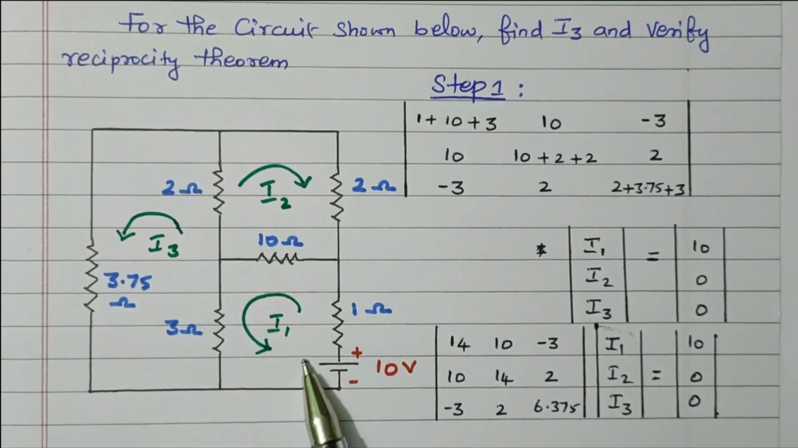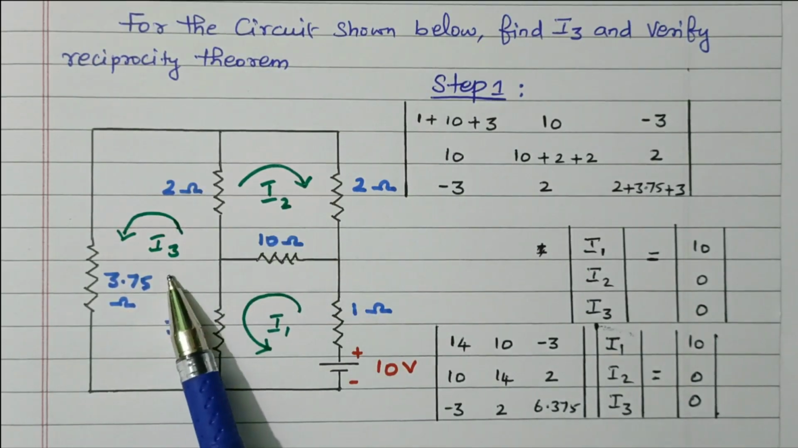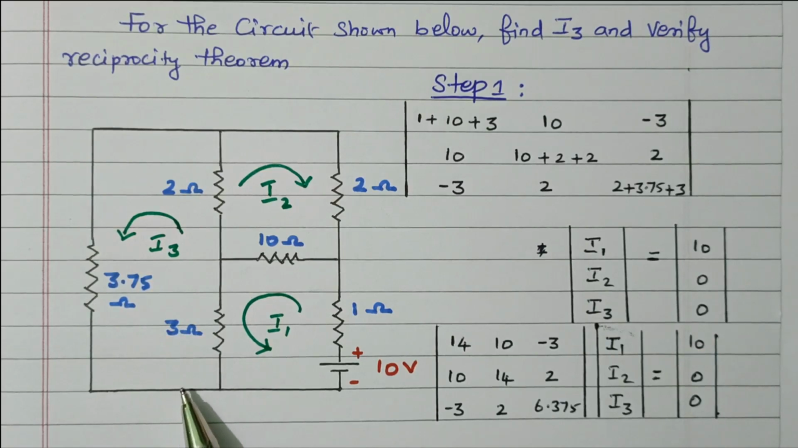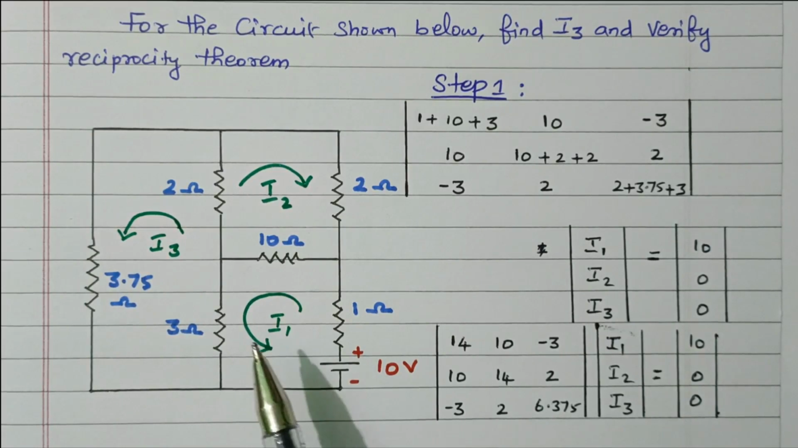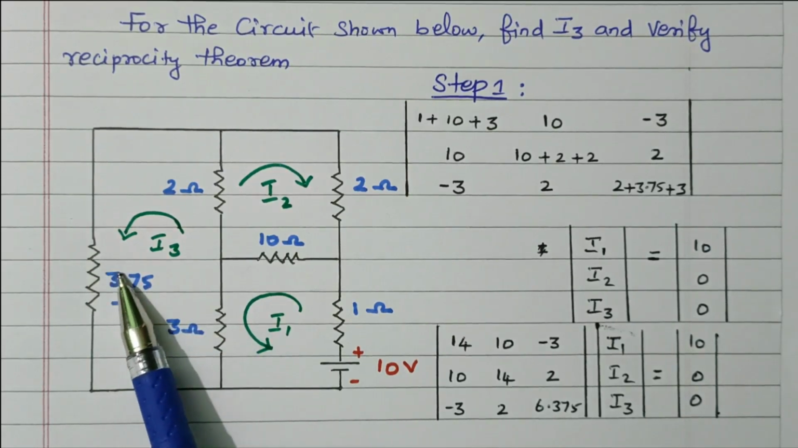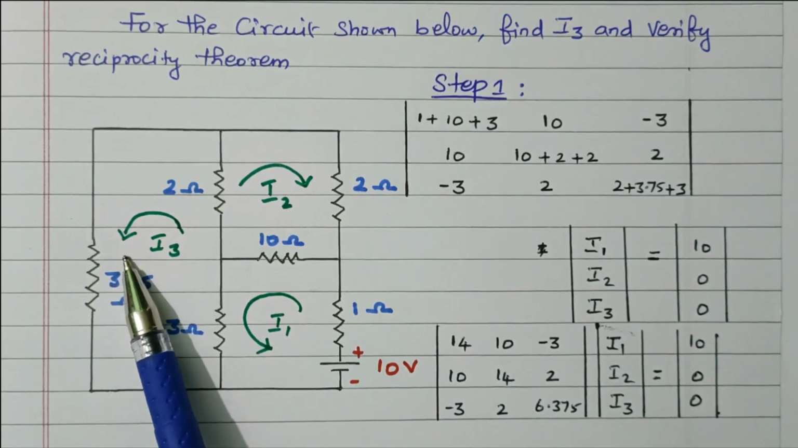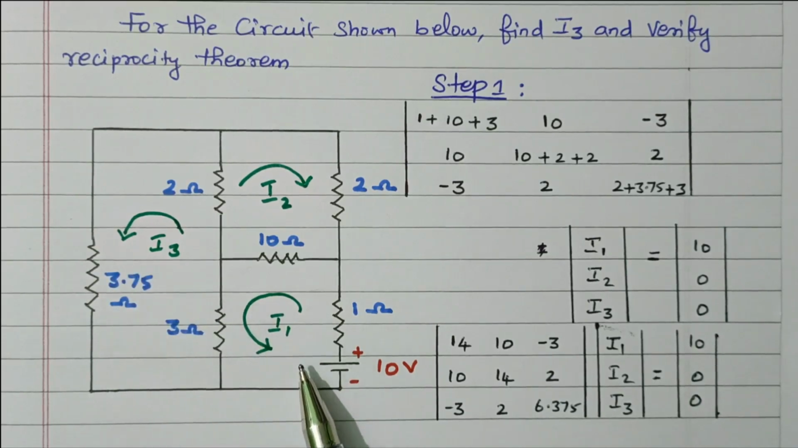So first we need to proceed with this circuit and find the value of I3. In order to verify the reciprocity theorem, the voltage source available in the first branch should be transferred to the third branch, so that the current in the third branch will be reflected in the first branch. So that is the reciprocity theorem.